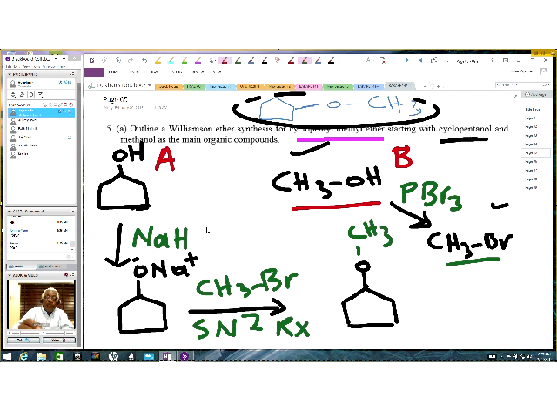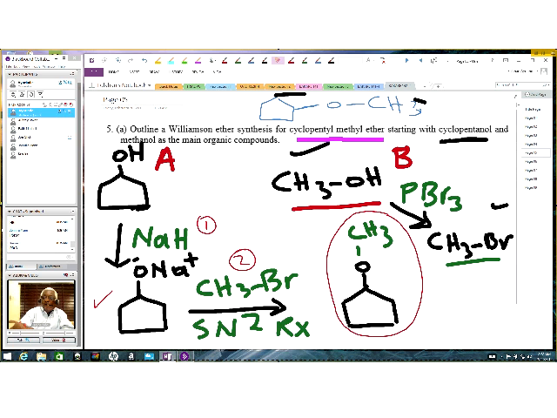So what have we done here? In how many steps? In step one, we reacted the cyclopentanol with sodium hydride to form the alkoxide. And then step two, which is this here, we reacted the alkoxide with the methyl bromide in an SN2 reaction to obtain the final product, which is this one here.